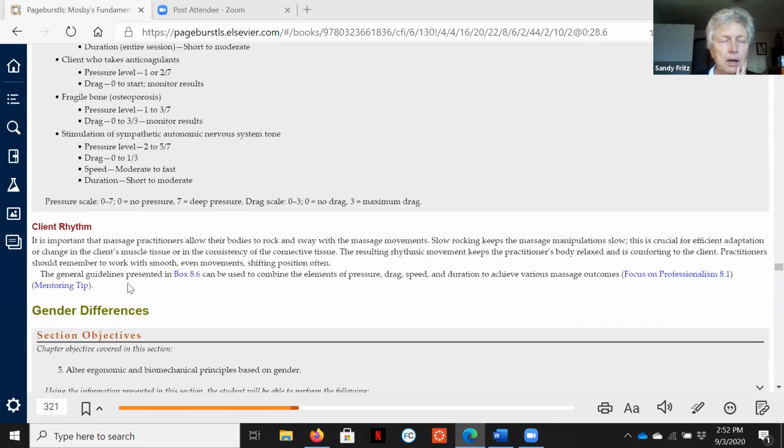We also want to work with the client's own rhythm. We all have a rhythm. We rock and we sway and we have pulses and all that kind of stuff. And we want to tune into that with our client, and that's very helpful as well.